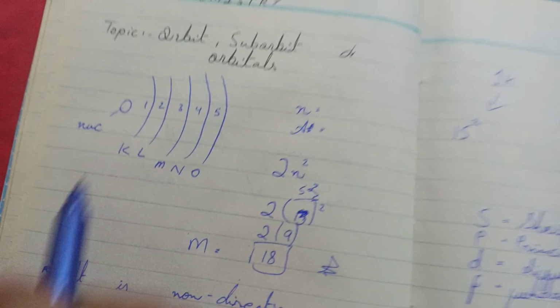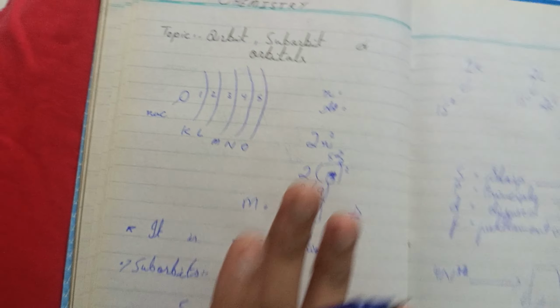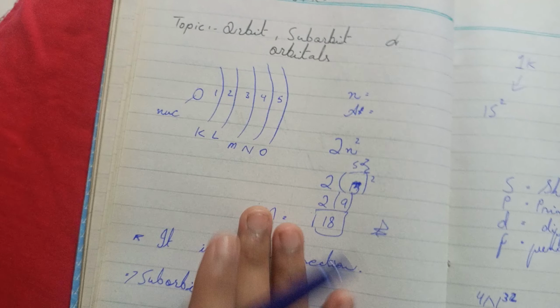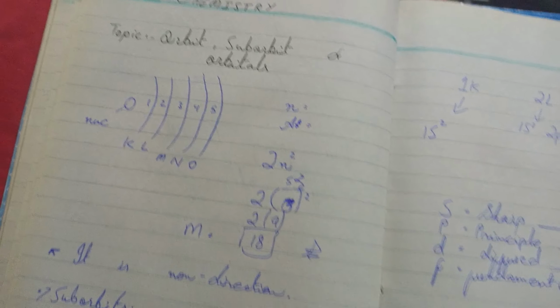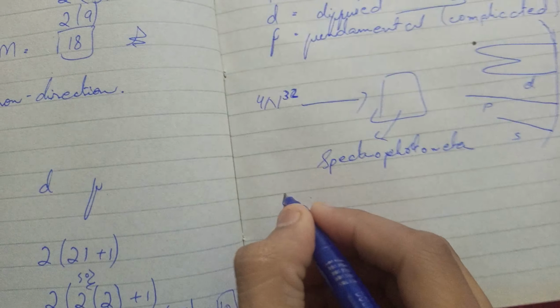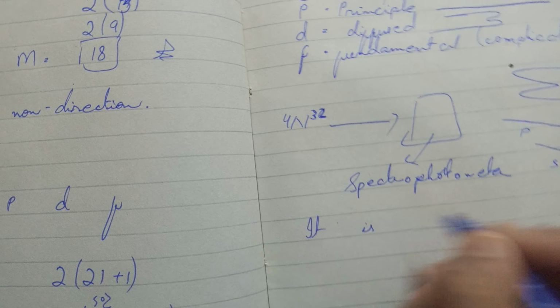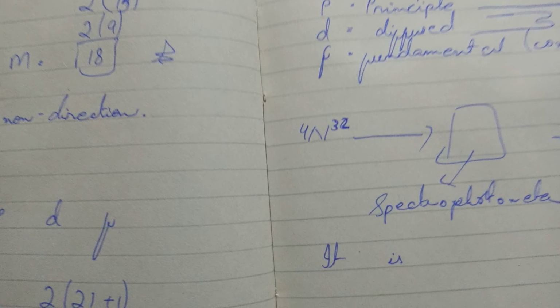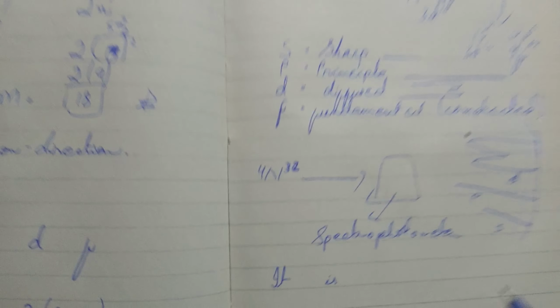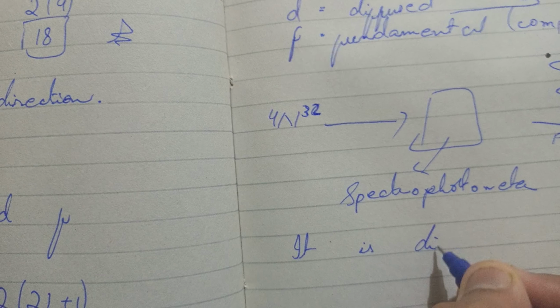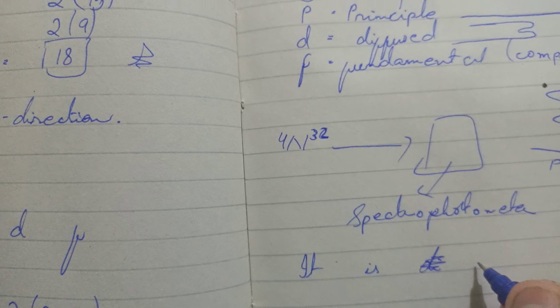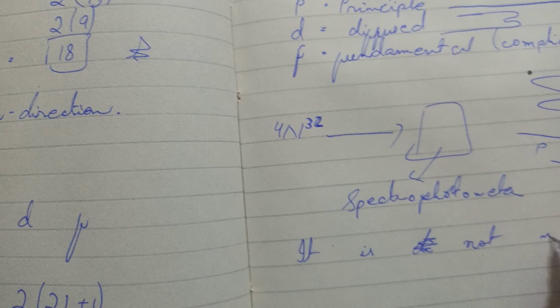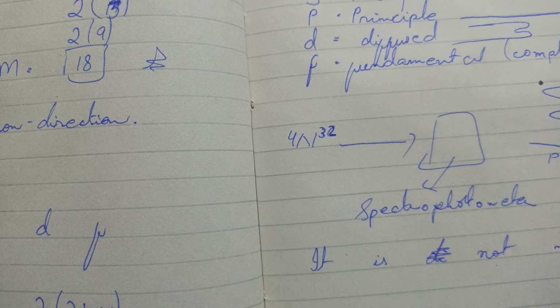You must know about the orbits, suborbits, and their conditions. Today we have already discussed the orbits and suborbits. In the next video we'll discuss the orbitals and everything. And remember one more thing: orbits are non-directional, but these suborbits contain direction. They do contain direction.